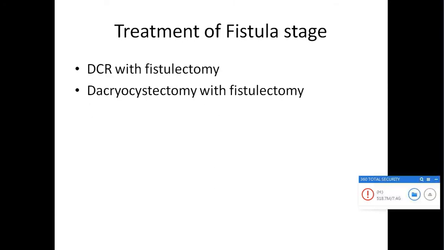Treatment of the fistula stage: you have to do DCR with fistulectomy. If the patient is very old and cannot withstand DCR surgery, then you can do dacryocystectomy. Remove the sac with fistulectomy.